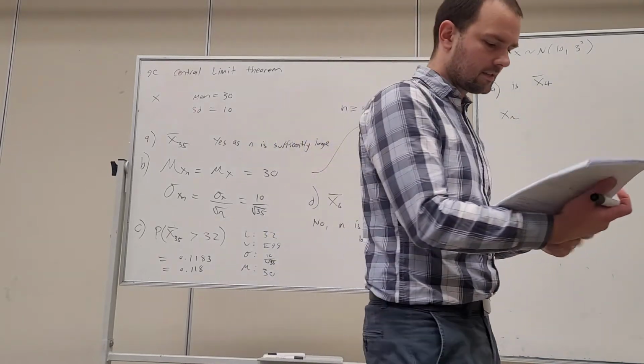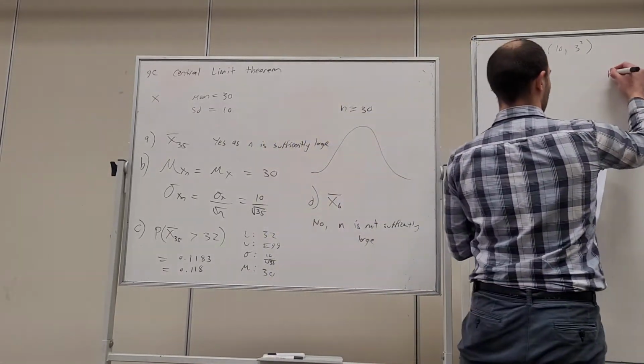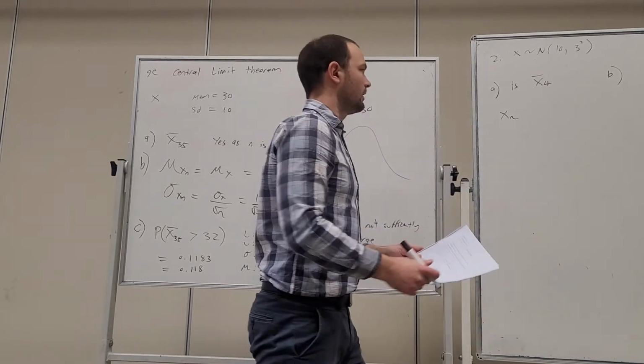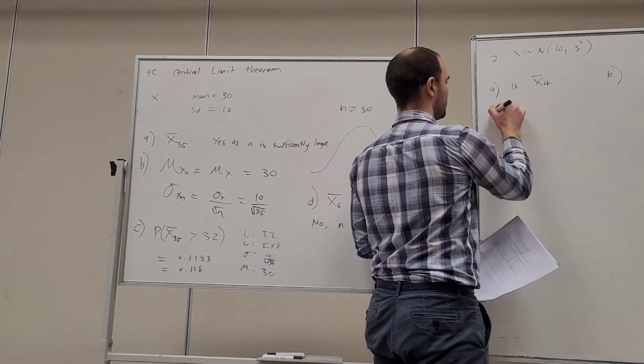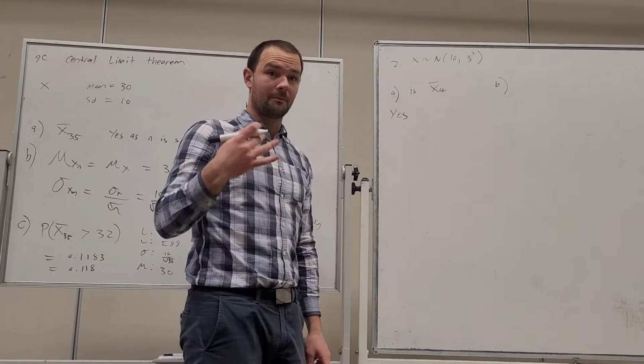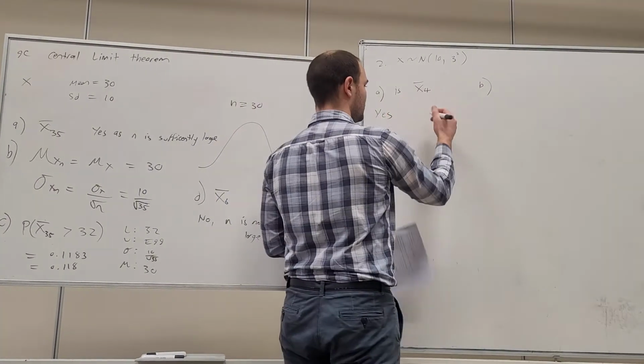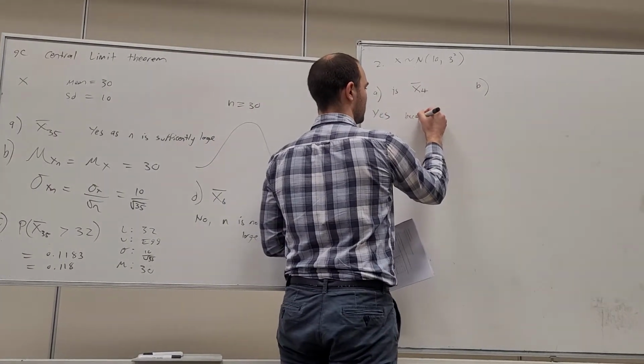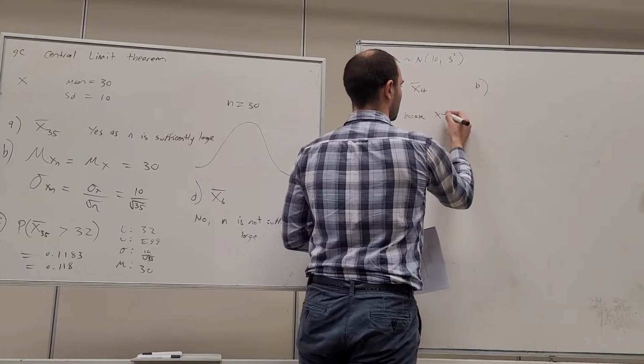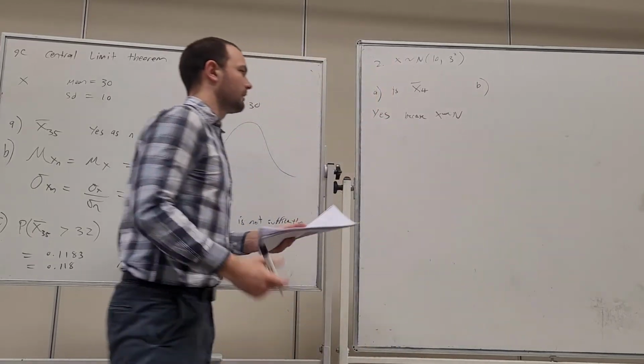Okay, so let's answer part A and B, and then I'll point out where that occurs in our notes. Is x4 normal? Yes. And what's our justification? We provide a justification for it. x4 is normal, yes, because x is normal. Okay, so I'm just going to communicate it like that, because x is normal.